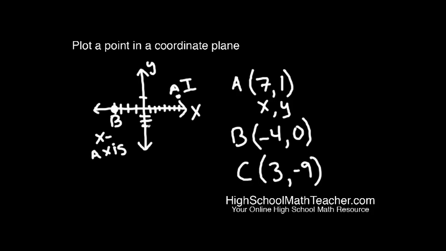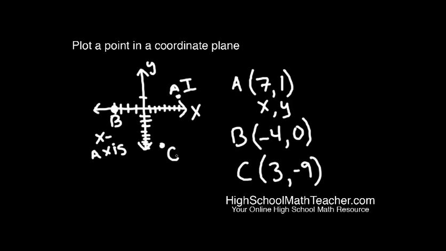1, 2, 3, 4. Let's see if we're going to run out of room here. 5, 6, 7, 8, 9. We ran out of room just by a little bit, but as we all know, the x and y axes go on infinitely, up and down in both directions. So 3 to the right, down 9, we make our dot. We've got to label this.